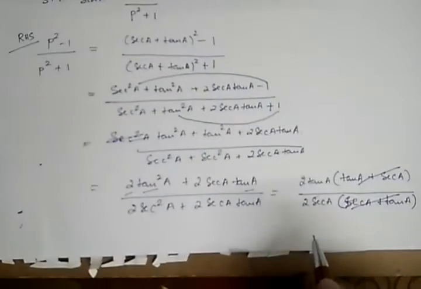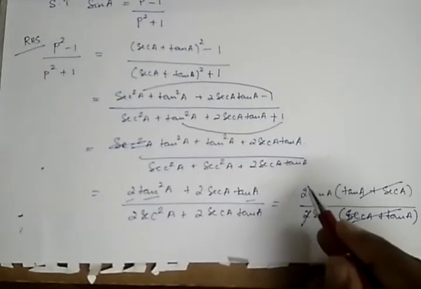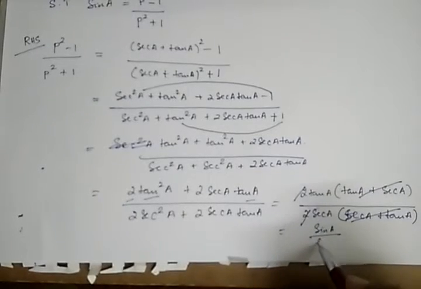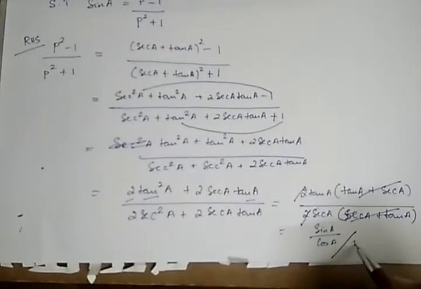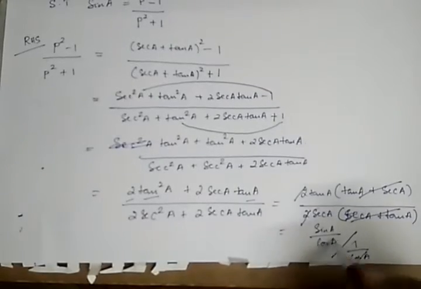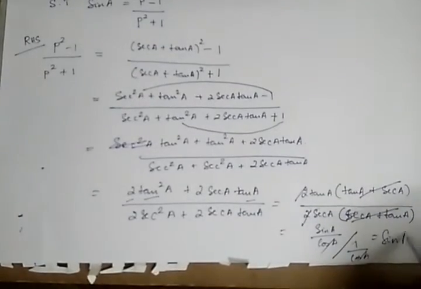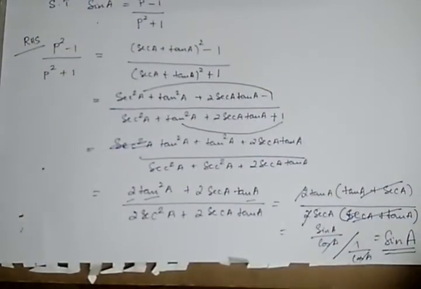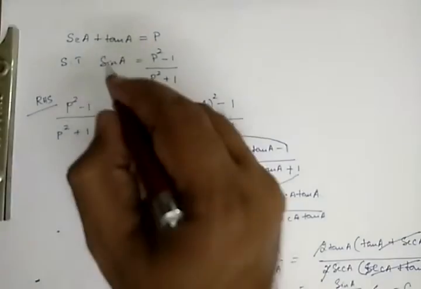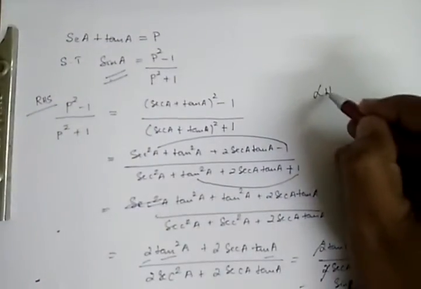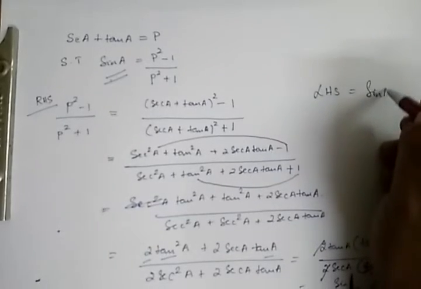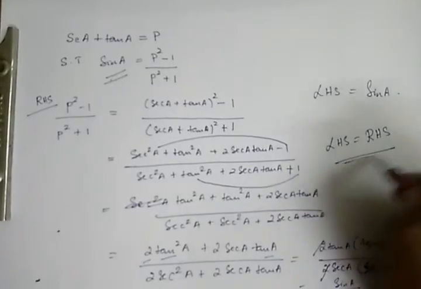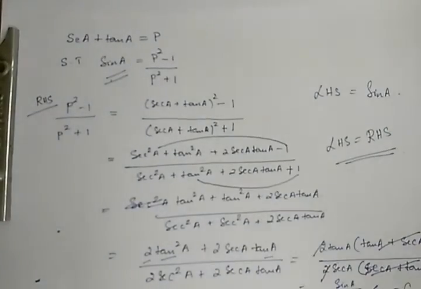So what do I get? I get 2, I can cancel it, and I can write the tan as sin A by cos A, and secant as 1 by cos A. The cos A gets cancelled, and I get sin A, which is nothing but what we have over here, it is the left hand side, that is the sin A over here. So the left hand side is sin A. So now I have got the left hand side equals right hand side. So that's how you solve this particular problem.